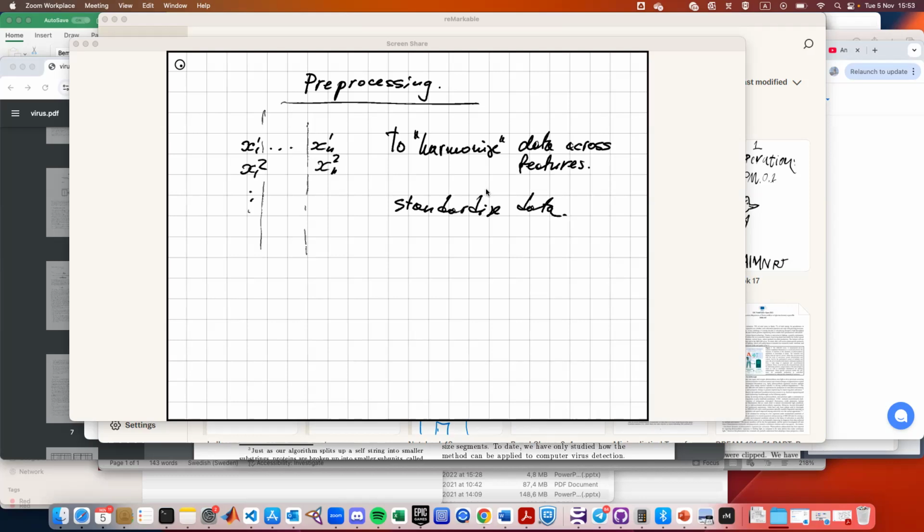But then you also, in lab 1, you will try whitening and other things that are used for pre-processing.